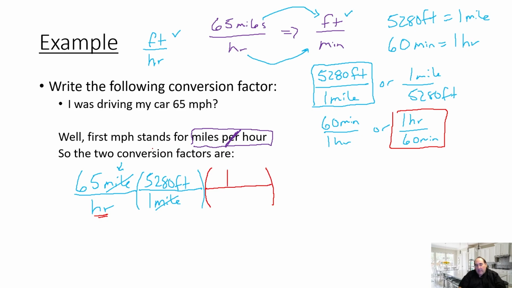Again, we want to put the hours up on top, the 60 minutes on the bottom. Hours on top, hours on bottom are going to cancel. Now I am left with, at this point, feet still up on top and minutes on the bottom. I have now successfully converted it to the units I need. All that's left to do now is the math part of it. So let's talk a little bit about the math part.